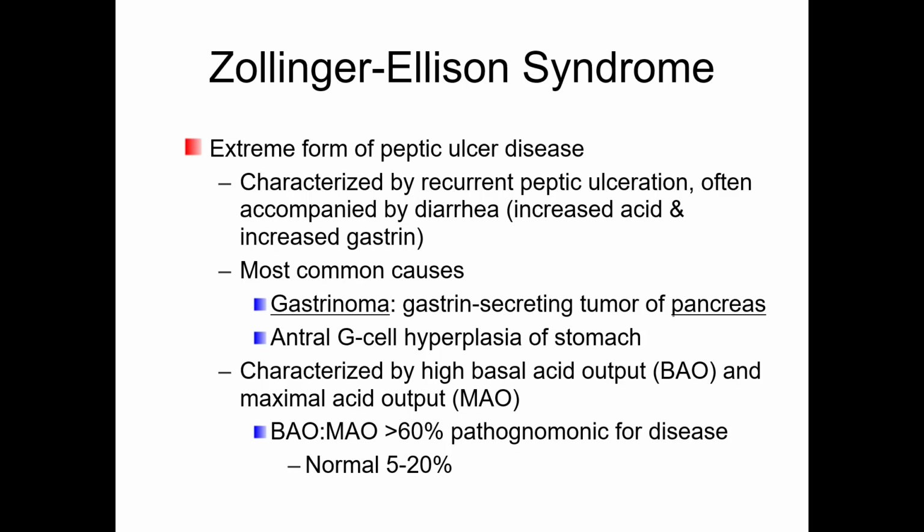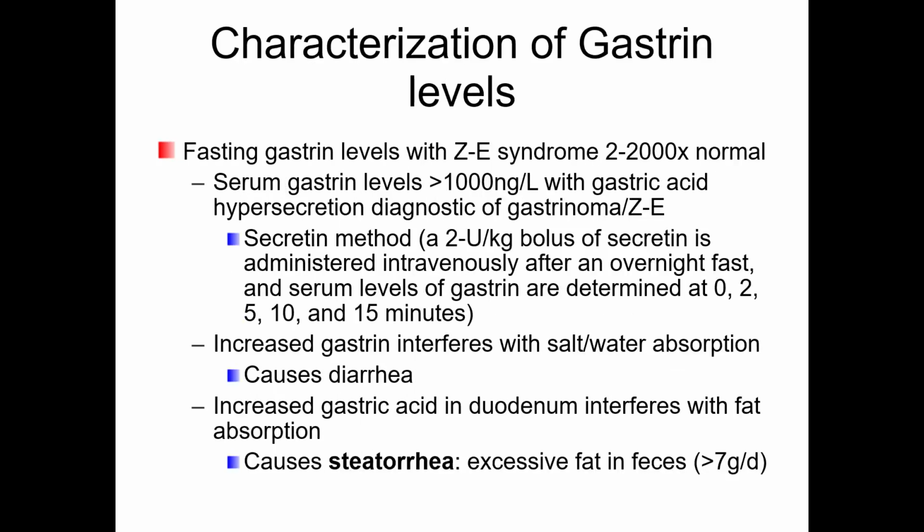Gastrinoma is a gastrin-secreting tumor of the pancreas. Another cause is antral G-cell hyperplasia of the stomach. So as we learned previously, hyperplasia is an increase in the number of the cells. So we're talking about an increase in the number of G cells. It's characterized by a high basal acid output, BAO, to maximal acid output, MAO, ratio. So the BAO to MAO is greater than 60%, and that's pathognomonic for the disease. Normal would be between 5 to 20%.